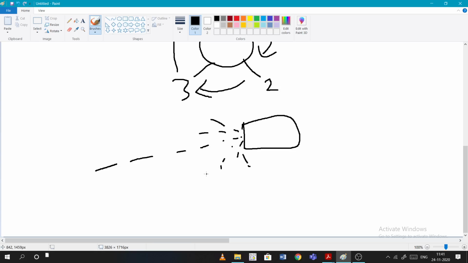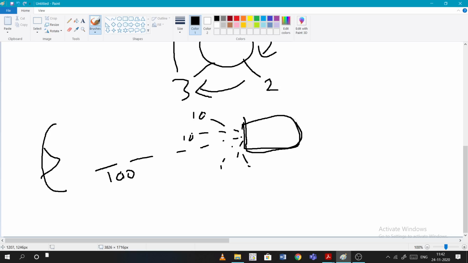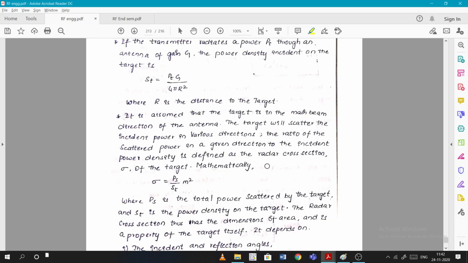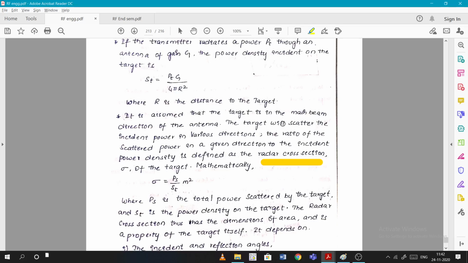This beam splits into small portions. If the power is 100 watts and it is equally split into 10 pieces, each part will be 10 watts. Only a few of these waves will reach the antenna. How many reach the antenna is determined by the shape of the object. That is what we call the radar cross section: we define the shape of the target in terms of radar cross section.